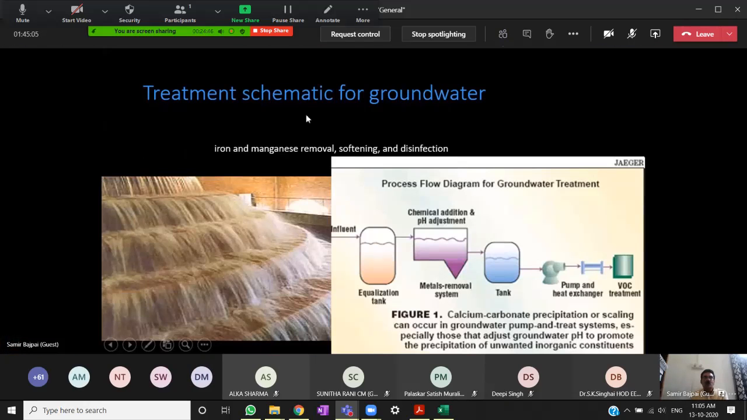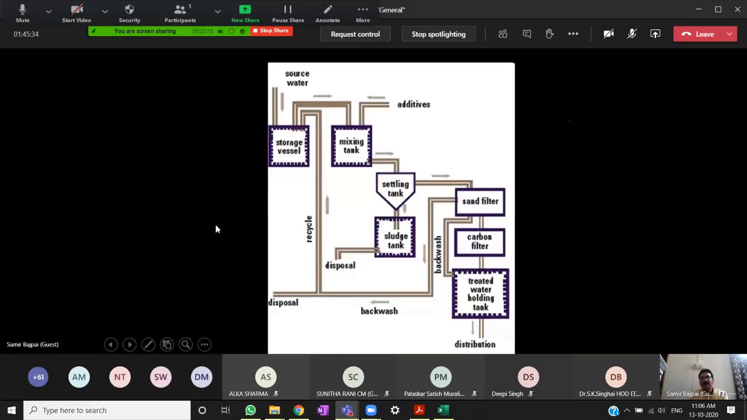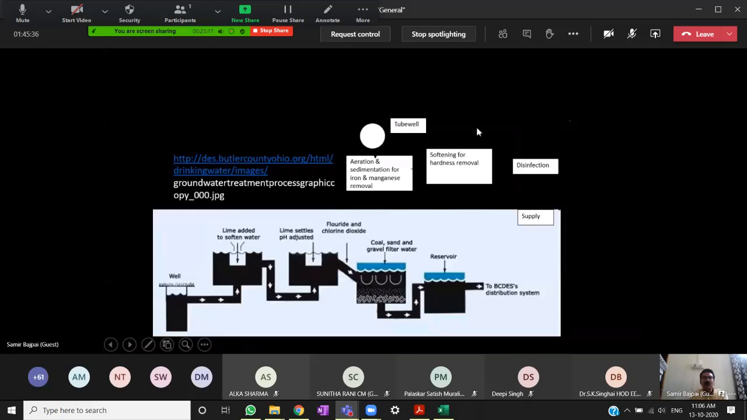For surface water, we have seen the treatment schematic. For groundwater also, the treatment schematic is normally: you go for aeration, you raise the pH by adding lime, and go for aeration to remove iron and manganese. Then you go for removal of calcium and magnesium by water softening so that hardness is reduced, and then you go for disinfection using chlorine mostly. So this is a typical treatment scheme for groundwater. This is another treatment scheme. We won't be going into it.